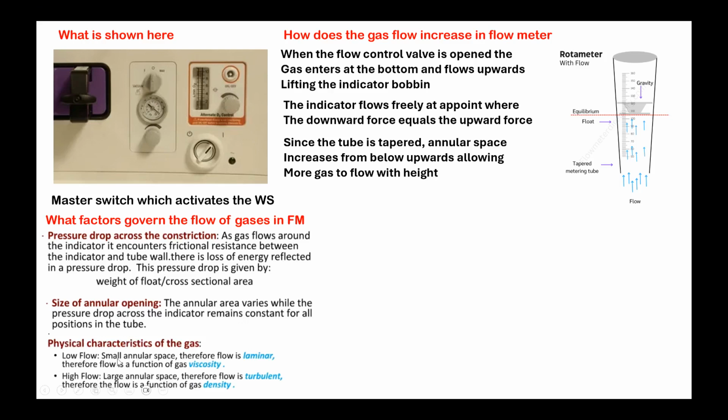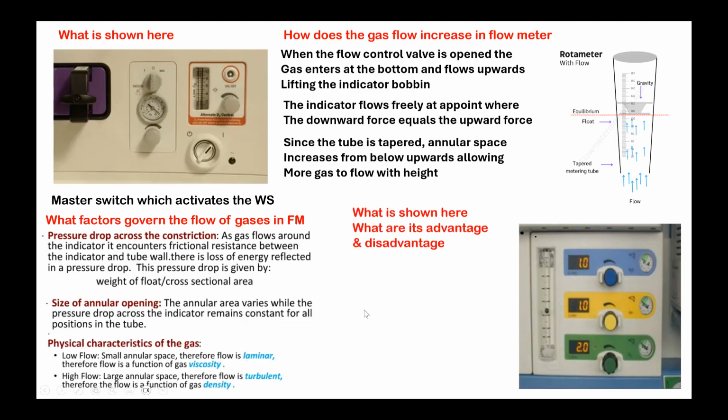So low flow, small annular space, therefore there is a laminar flow. So the function of gas becomes dependent on the viscosity. Whereas high flow, larger annular space, the flow is turbulent and therefore the function is dependent on density. So remember the mnemonic LV, left ventricle, always laminar, viscosity, turbulent, density. Okay.